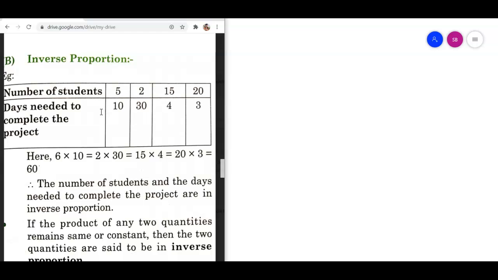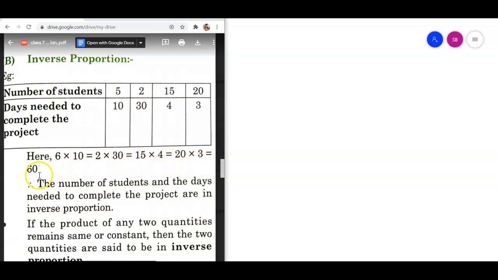Why the product? Because here we are talking about the work done. Here the work done is to complete the project. Now whether 10 students come together or 20 students come together, they are going to do the same project. So the work is defined, work is limited, so only that work we have to do. As we increase the number of people on that work, the number of days reduces, or as we decrease the number of people doing that work, the days increase. Now you can see over here 6 into 10, or 2 into 30, or 15 into 4, or 20 into 3, all are equal to 60.